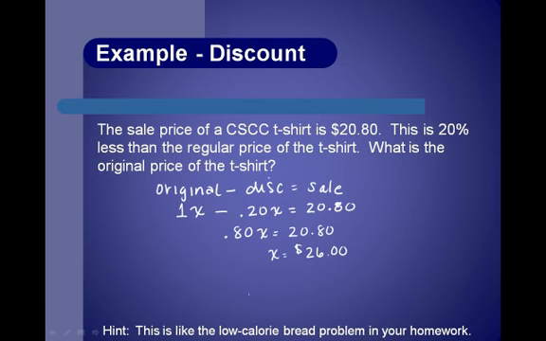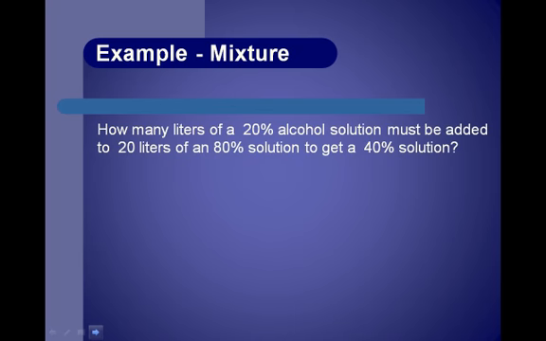Just remember, you've got the regular serving minus the discount for the low-fat or low-calorie, and then that will give you the light bread. So just keep that in mind when you get to that problem in your homework. Okay, the next type is a mixture type.